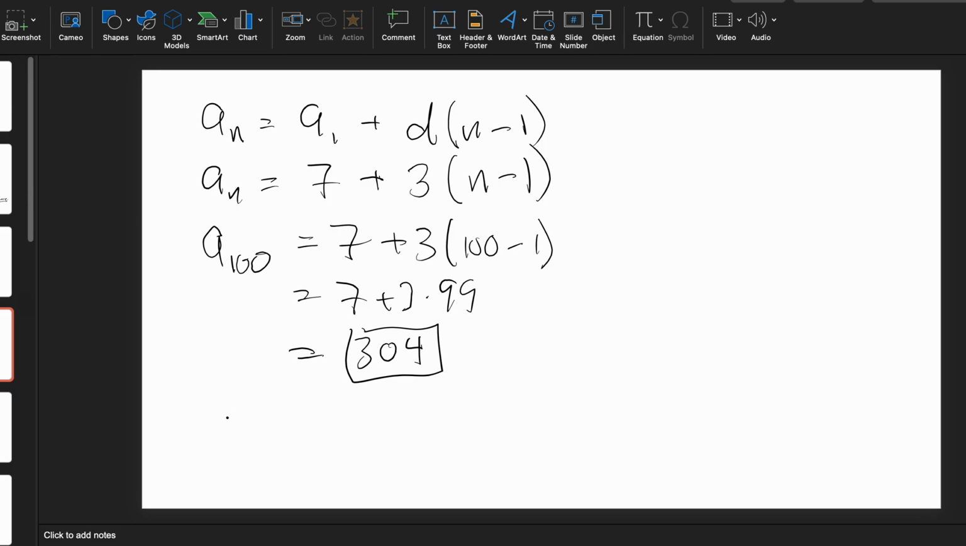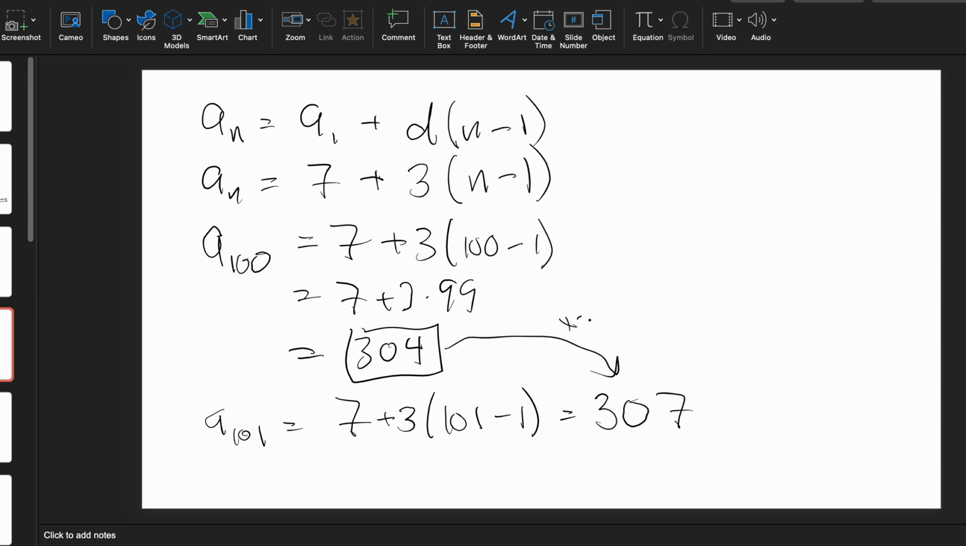And you could find, so what's the 101st term? Well, that's going to be 7 plus 3 times 101 minus 1, which is 307. And that makes sense. From here to here, you add 3 units. So that's a good sanity check.